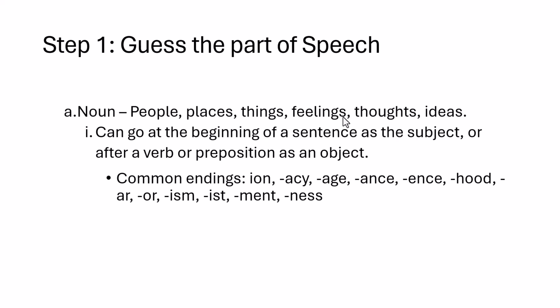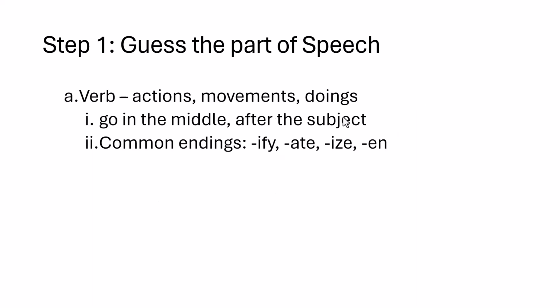Now, the next type we're going to look at is the verb. I like to think of the verb as the most important word in the sentence. I think of it like the sun, and all the other words are like planets revolving around it. The verb is the action. It's the main event. It's what is happening in the sentence. It goes in the middle, after the subject, and we have a few common verb endings: ify, ate, ice, and en. So that's nouns and verbs.